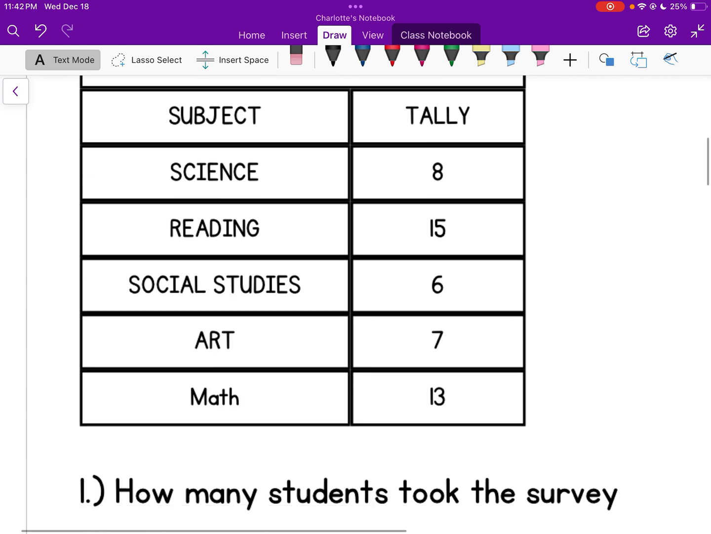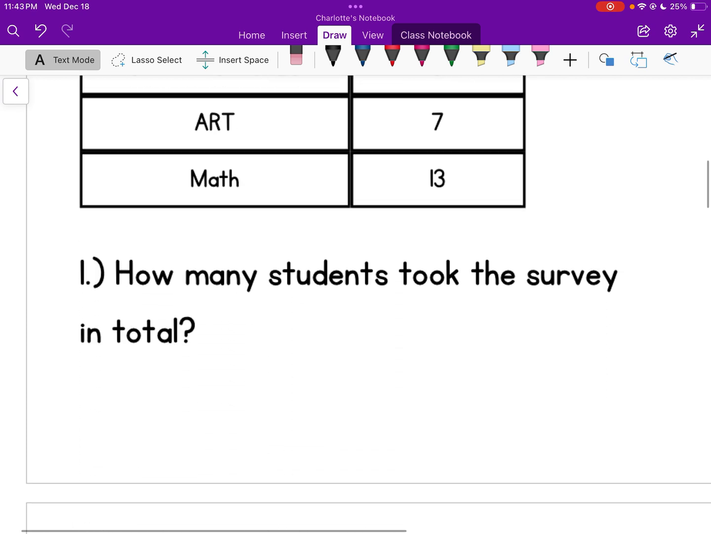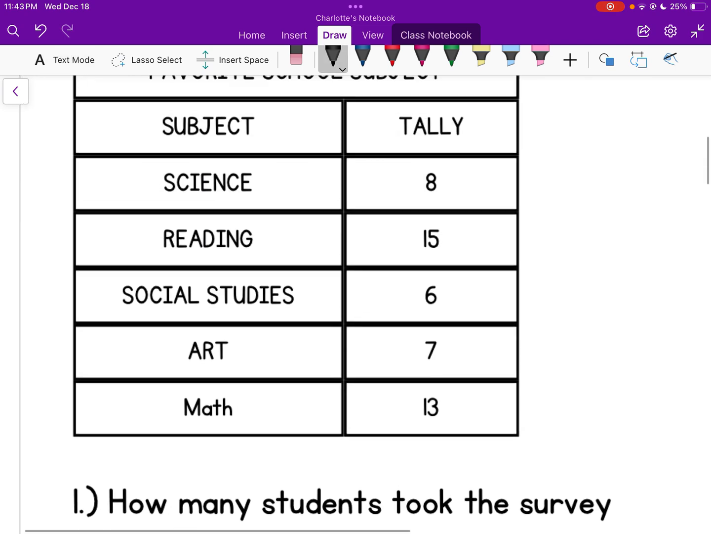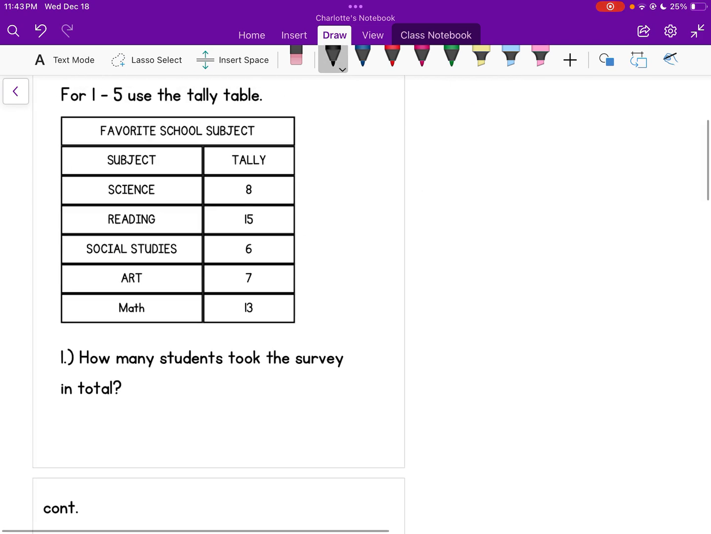So this is like a survey. Number 1 is how many students took the survey in total. So we'll add everything up to find the total number. Let's just add it right now: 8 plus 15 plus 6 plus 7 plus 13. We'll do it step by step.